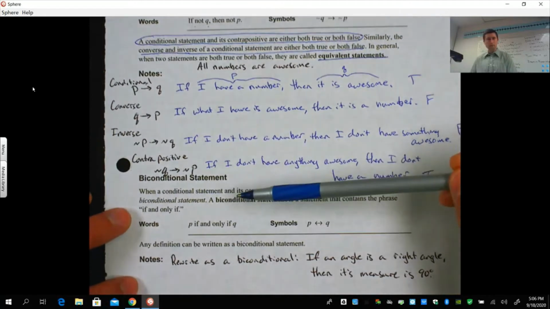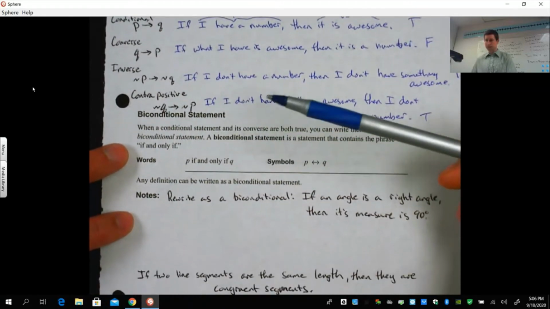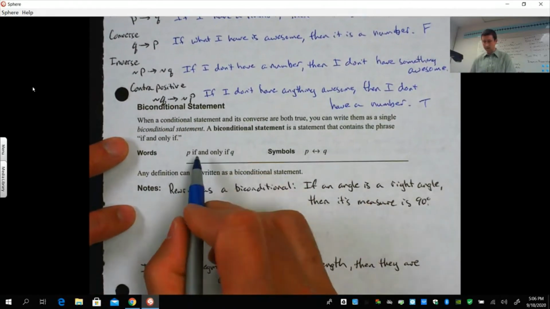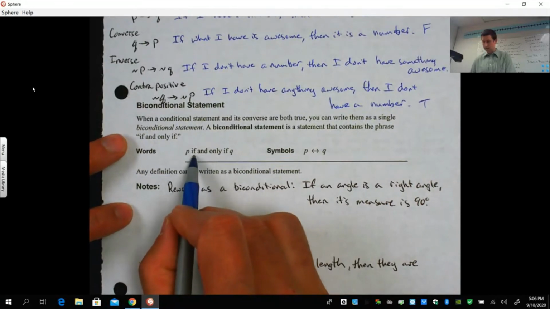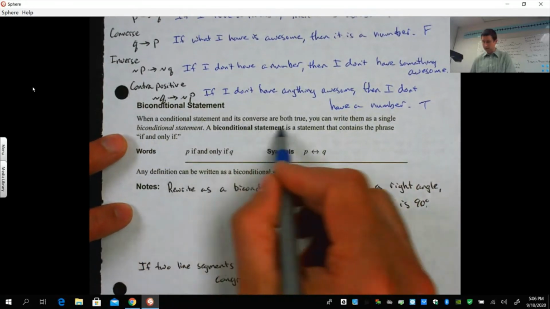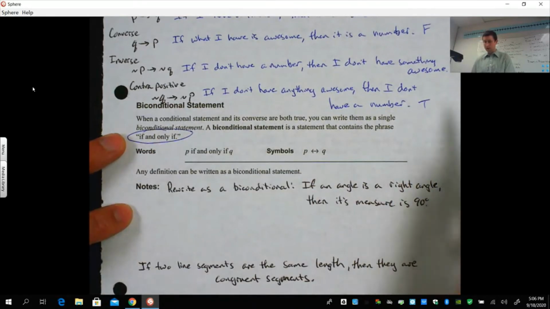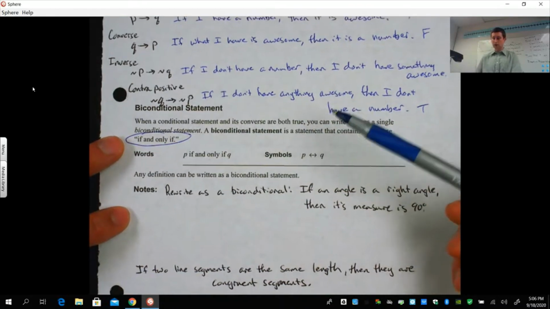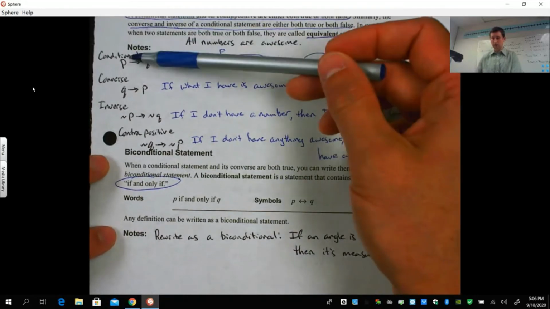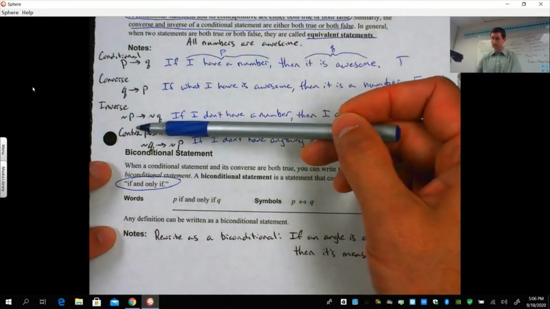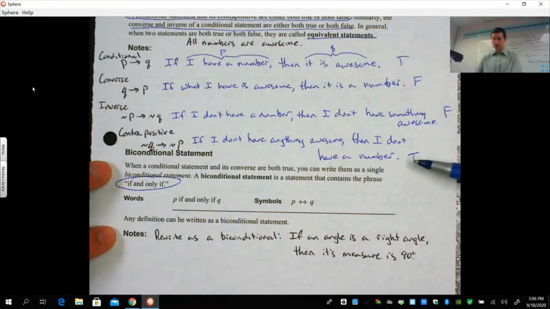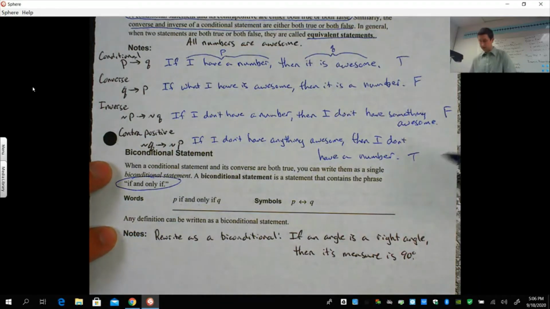Moving on to what they call biconditional statements. Conditional statements that go two ways. They have the words if and only if. So a biconditional statement contains the phrase if and only if, and it's when all four statements are the same. So conditional, converse, inverse, and contrapositive. If they're all true, you can write a biconditional statement.